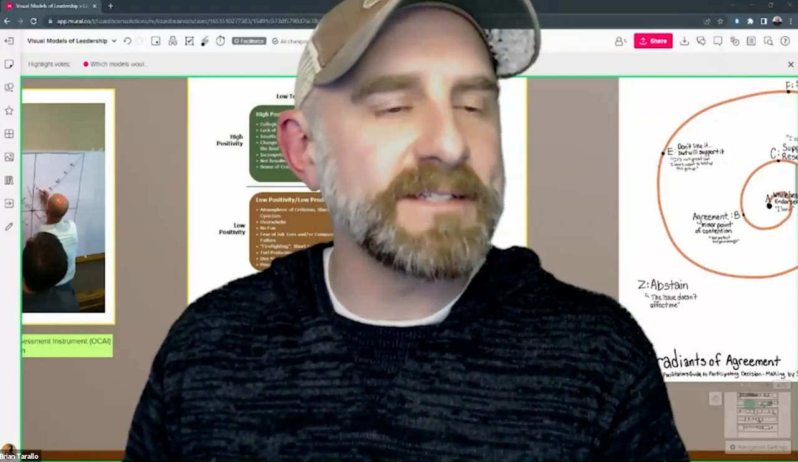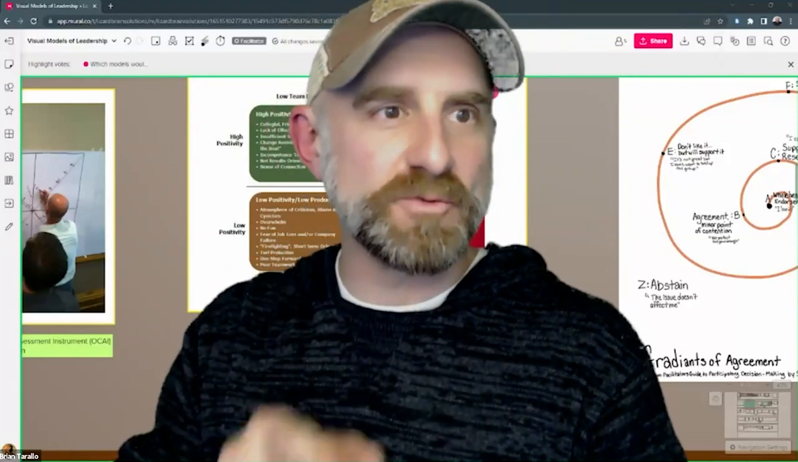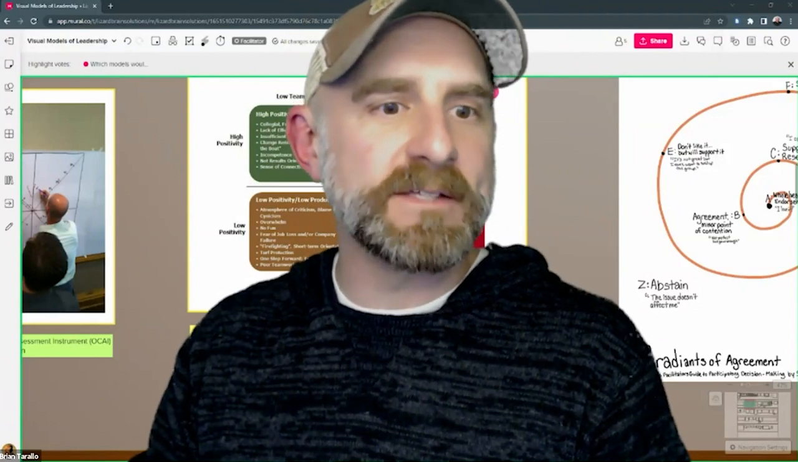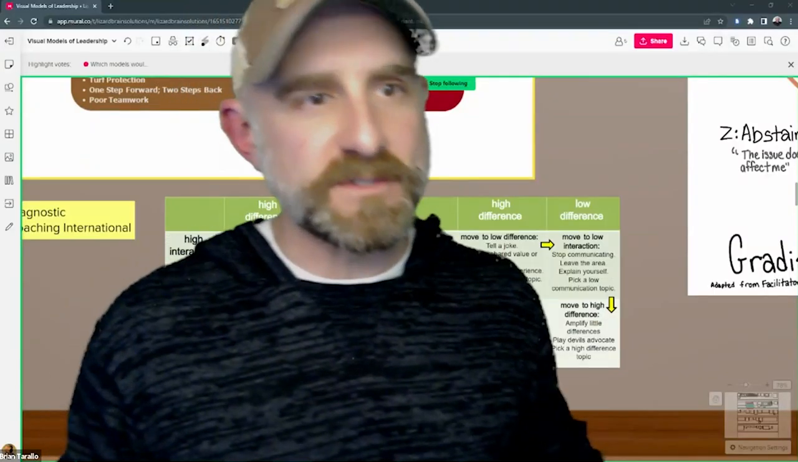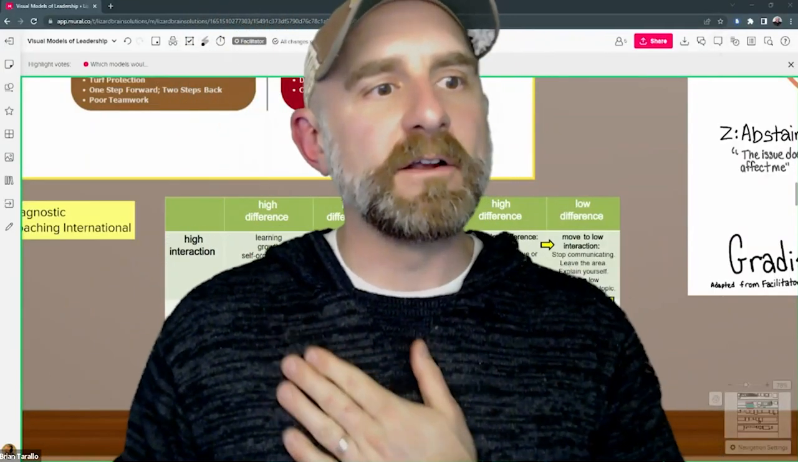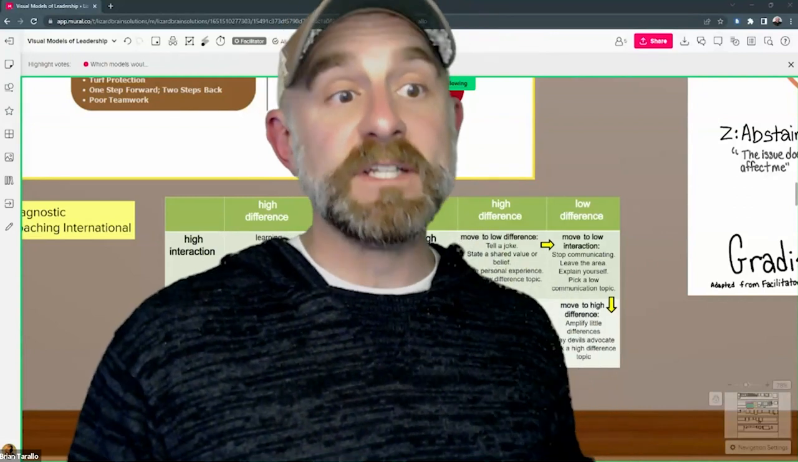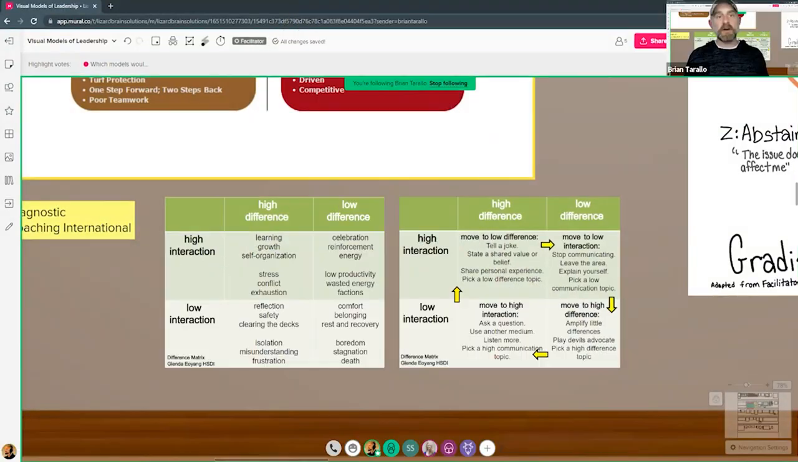If I may, I'd like to add on to this one, because what this one looks like to me is the Glenda Eoyang difference matrix. If you were to take it and turn it 90 degrees, I think you'd get almost the same thing. She talks in terms of the difference between a team, and she's talking about really cognitive diversity there, the degree of difference among team members, and then the degree of interaction, which you could call productivity on yours.